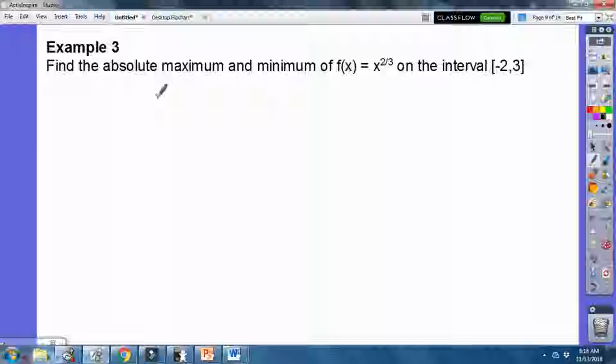So let's actually do the math here. The way that we find this is by finding the critical points. That again is where f prime is 0 or where f prime doesn't exist. So let's find f prime. x to the 2/3 power, we're just going to use the power rule here. f prime of x equals 2/3 x to the -1/3 power. Just use the power rule to find that.